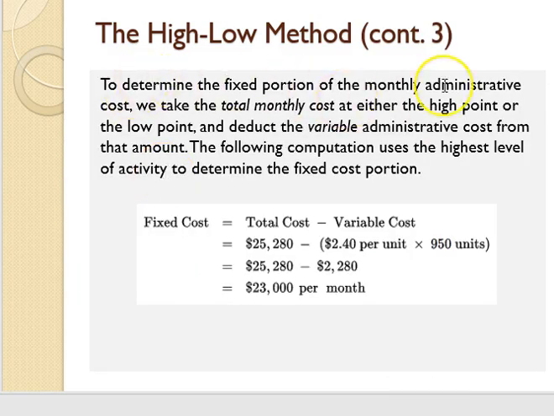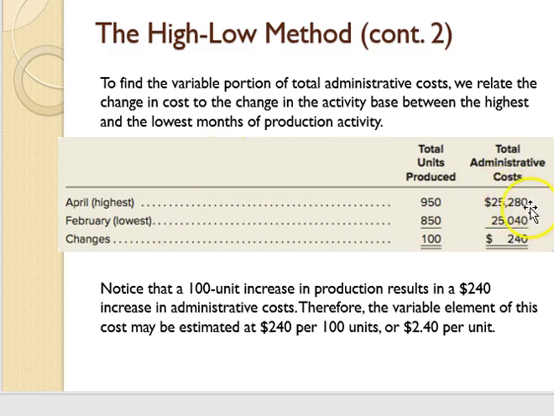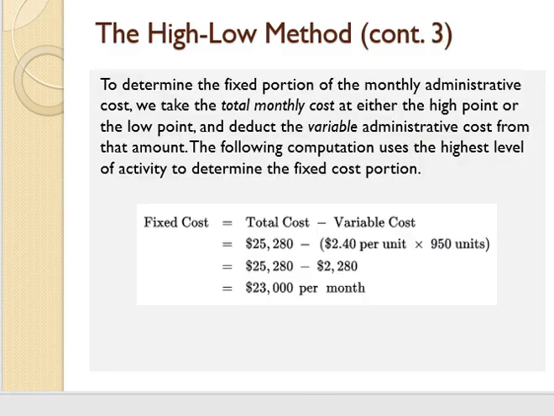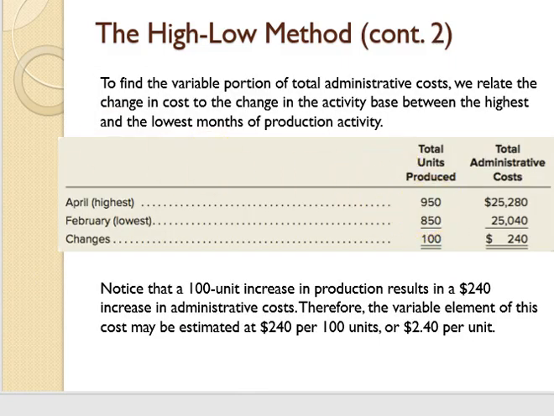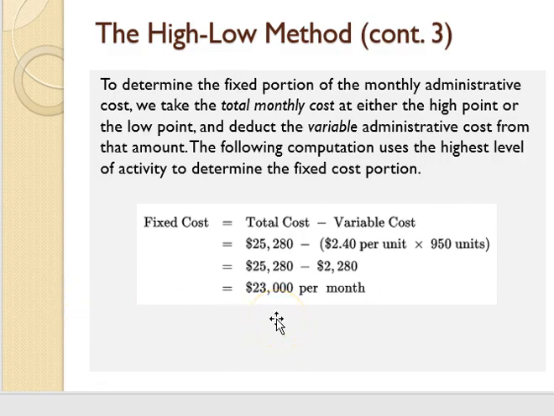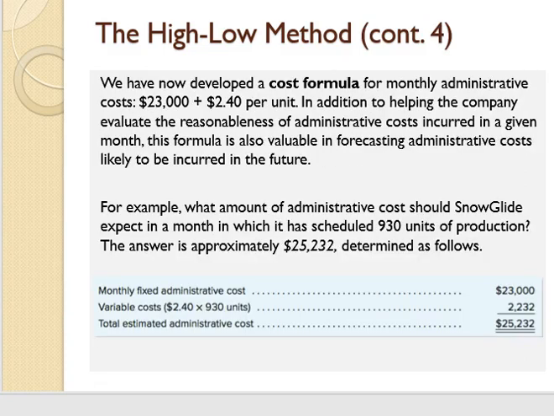So here, to determine the fixed portion, we can take the total monthly cost at either the high point or the low point and deduct the variable administrative cost from that amount. In this particular case, they took the 25,280. They took the highest one. You could have done it with the low as well, but they're starting off with taking 25,280 minus the $2.40 per unit, which we calculated, times the activity level of 950, and they come up with $23,000 per month. And if you would have done it with the low method, it would have come out to be the exact same thing.